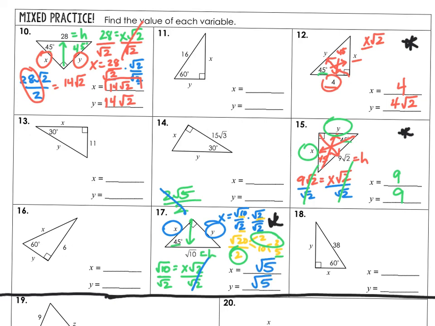Okay, so you're going to do some practice on only 45, 45, 90 right triangles. So make sure you pay attention to the instructions on your assignment, that you only do the 45, 45, 90 ones.